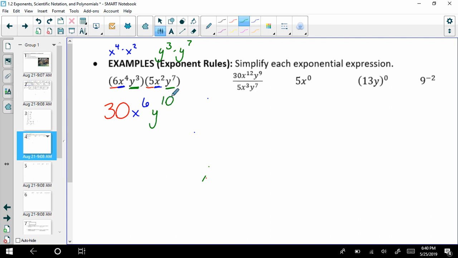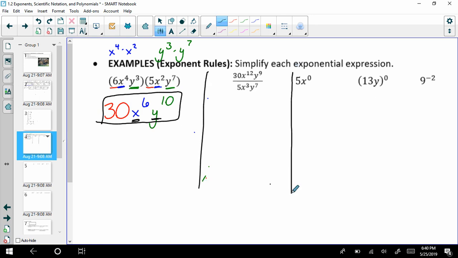Now, a common mistake that I will often see is people want to multiply the x and the y together and write it as a 16. You can't do that. Those properties don't work there because they are not the same base. So this is as simple as my answer gets. Okay, let's try the next one.